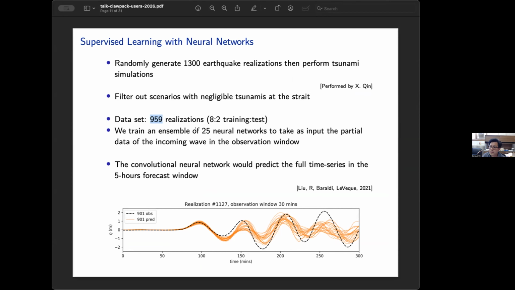These were convolutional neural networks trained to take 30 minutes of the observation window data and then predict 5 hours of tsunami at the other two gauges. And we trained an ensemble. So we had 25 models that give you 25 different predictions. For example, there's 25 curves here, and they somewhat disagree because the convolutional neural networks were randomly initialized, and there's randomness during the training. So you get 25 different predictions, and we used the disagreements between these models as a measure of uncertainty in the forecast.